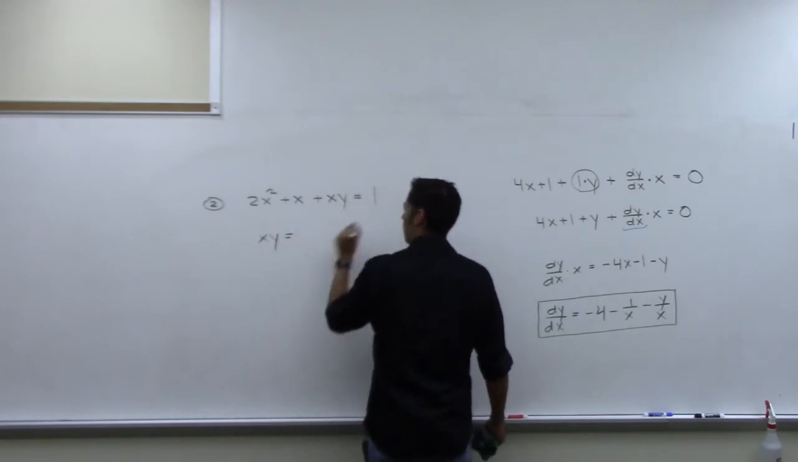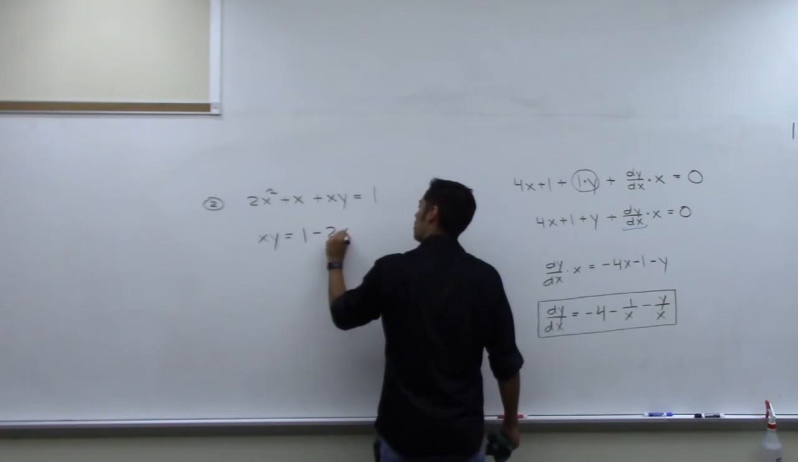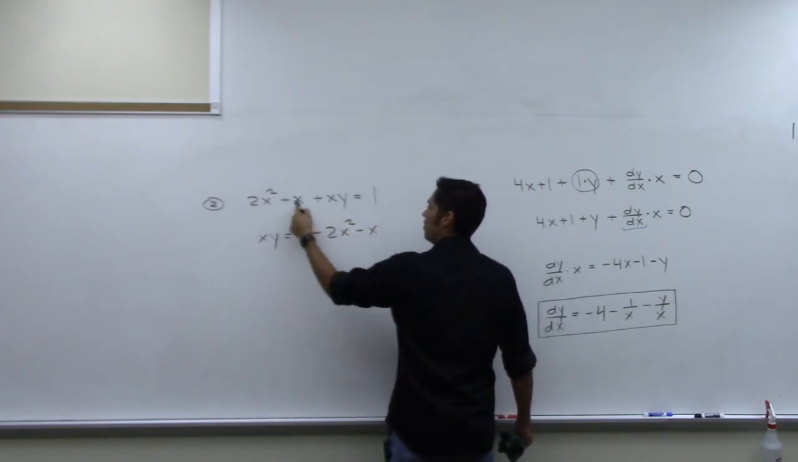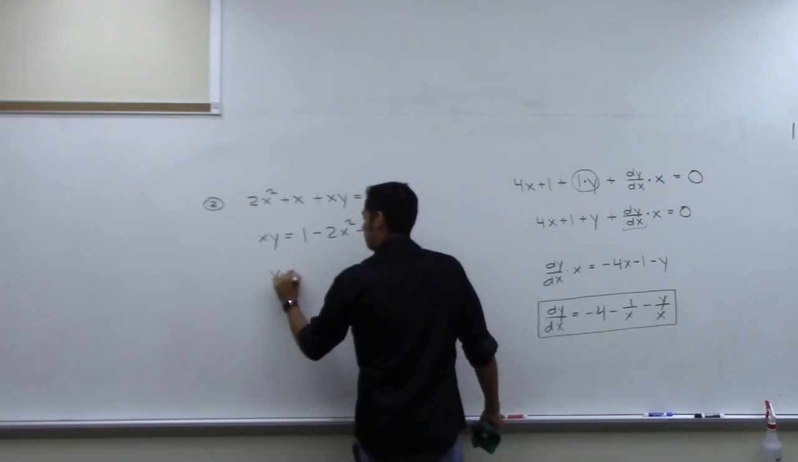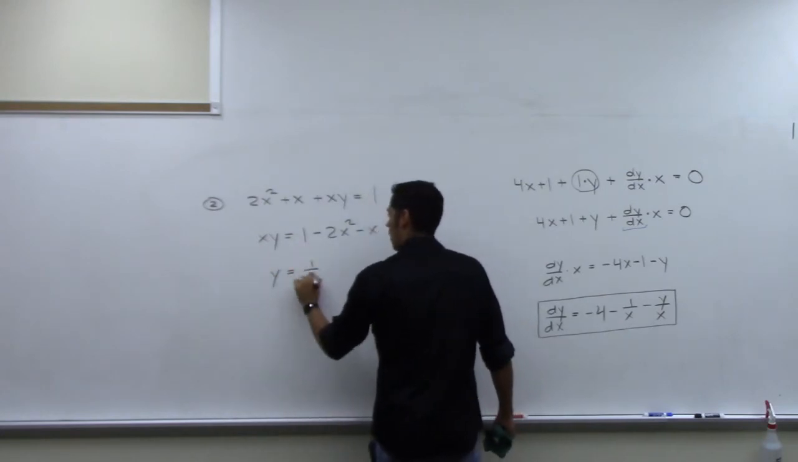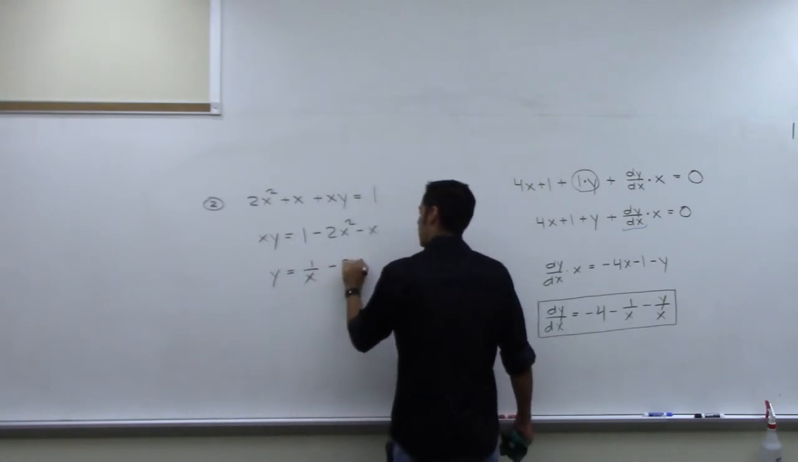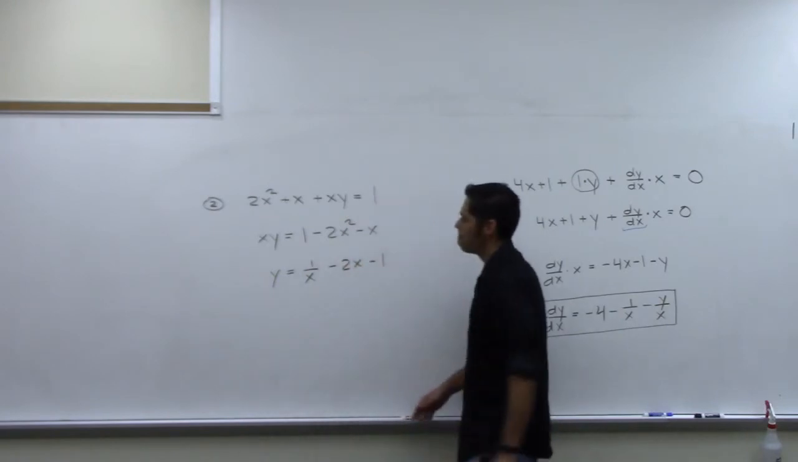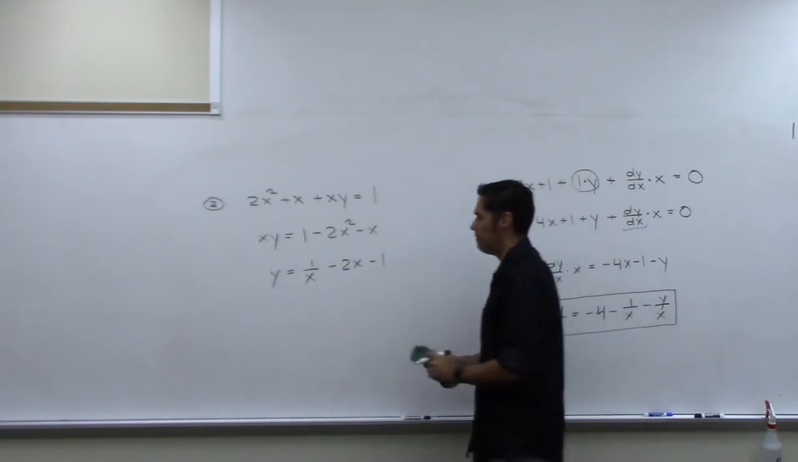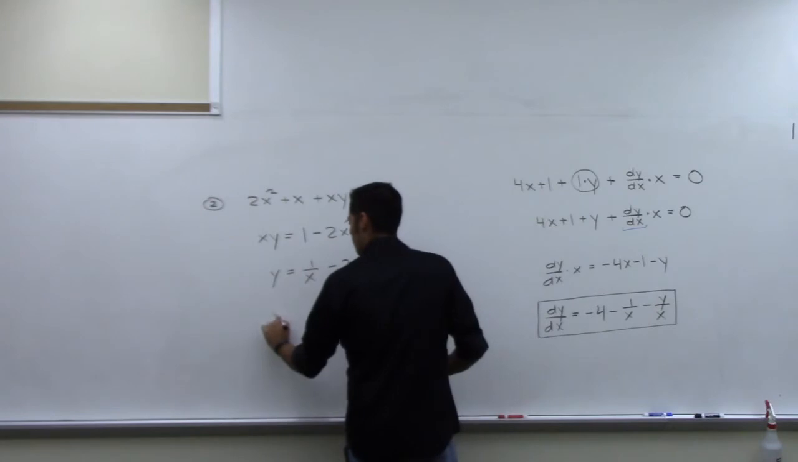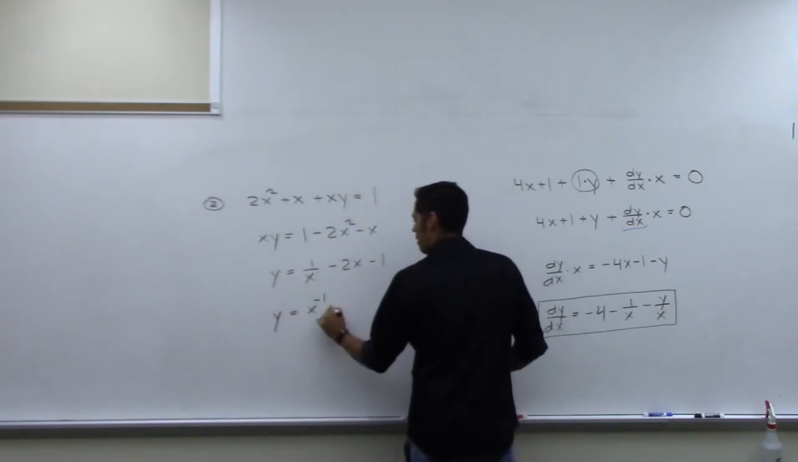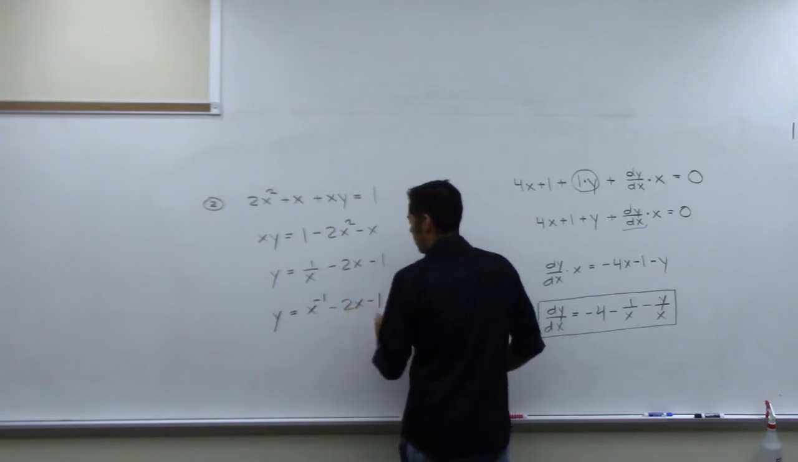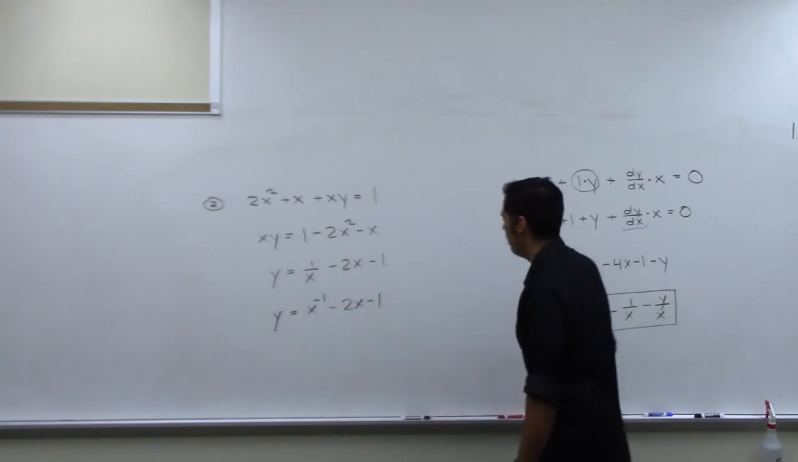So it'll become, how about we leave the one there, 1 minus 2x squared minus x. So this and this one over to the right. I'm going to divide through by x. So when I do that, I get 1 over x minus 2x minus 1. And I'm going to take the derivative of this. Now remember that this is the same as x to the negative 1. That's this. Minus 2x minus 1. I only did that because it'll be easier for me to take that derivative.